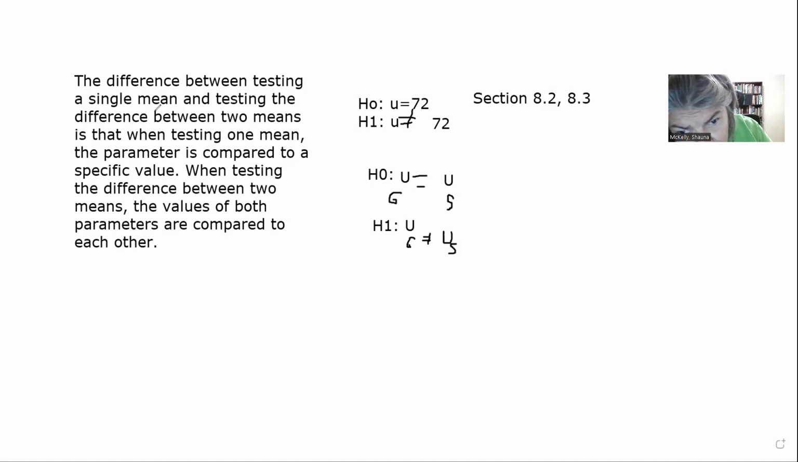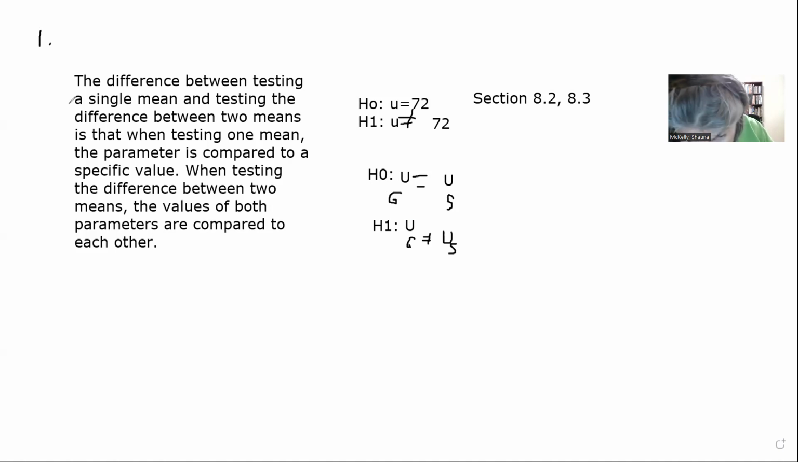So the difference between testing a single mean and testing the difference between two means is that when testing one mean, the parameter, that's my mu, is compared to a specific value. In this case, I'm comparing it to 72. Is it the same or not? When testing the difference between two means, the values of both parameters, mu of g in this case, and mu sub s, are compared to each other. That's the difference. Okay, so that's question 1 on your homework. Pretty straightforward, but an important thing to understand here.